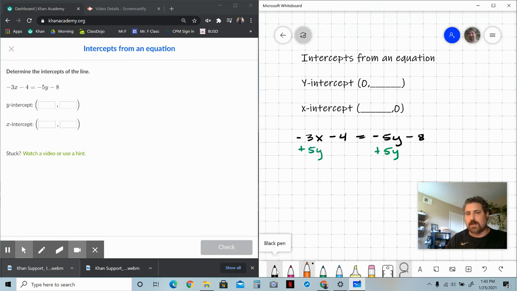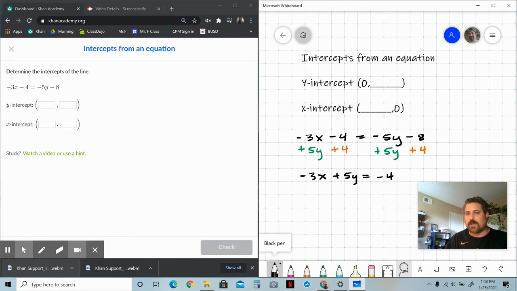And I'm going to get rid of that -4 by adding 4 to both sides. And ultimately, when you do that, what you end up with is a standard form equation of -3x plus 5y, because they're not like terms, right? It is equal to -8 plus 4, which is going to be -4. So now it's basically in standard form. So now it's easy to do that thing I showed you a second ago.